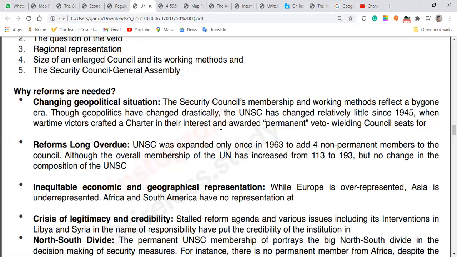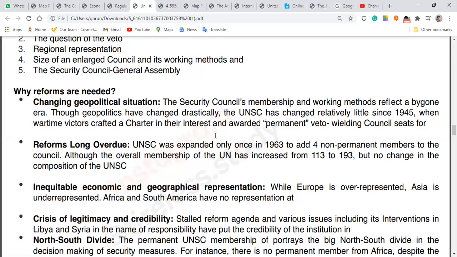We are providing the maximum army for the United Nations, and we are also working for peace in Afghanistan, and we are developing good relations with each and every country all over the world. So that is why we need good representation.